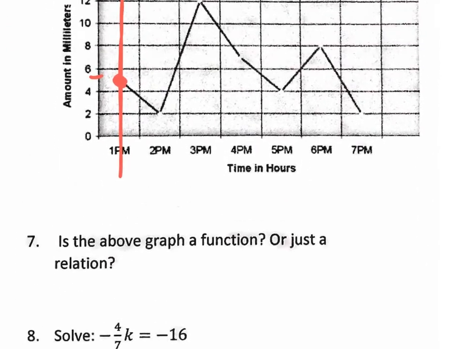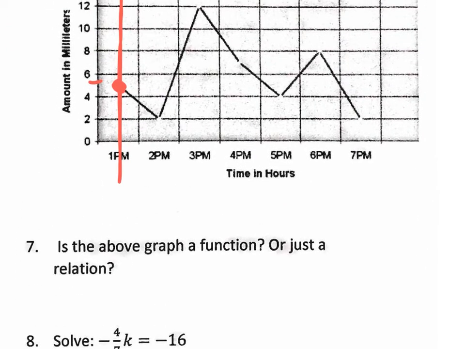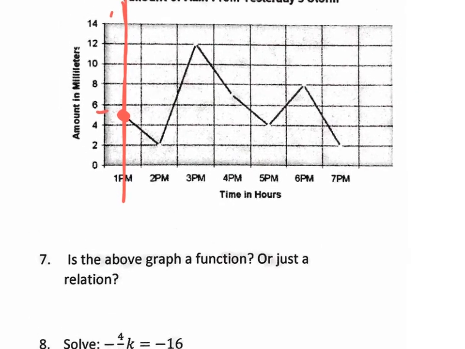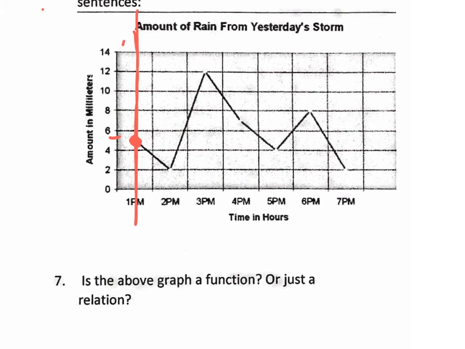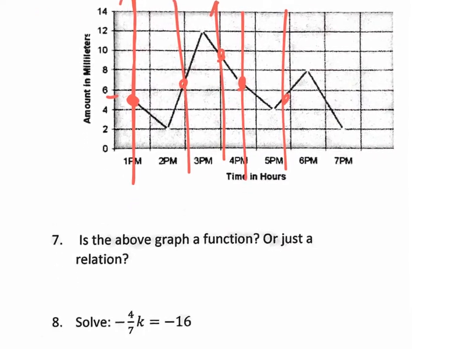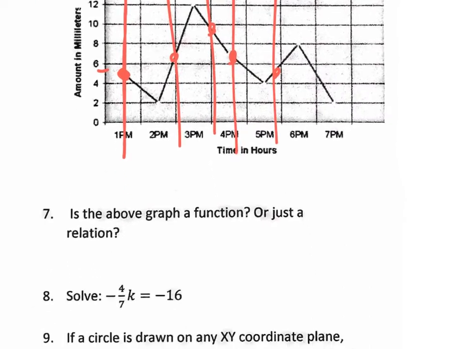Number 7, oh, this is a good one. Is the above graph a function or just a relation? Function. Because if you do the vertical line test, you're never going to have 2 points crossing that vertical line. So if I just draw a vertical line, it crosses there, draw a vertical line, crosses there, vertical line. So it never crosses at 2 points, right? So it is a function. It passes the vertical line test.